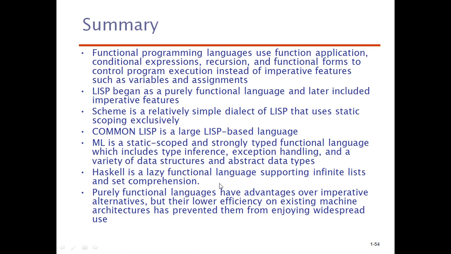Next, purely functional languages have advantages over the imperative alternatives, but their lower efficiency on existing machine architectures has prevented them from enjoying widespread use. So these functional languages have a limited scope on various computer architectures. That is the reason they have not been widely used in academia.